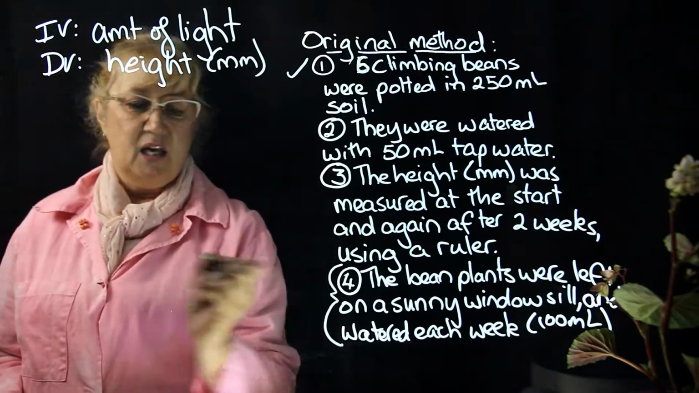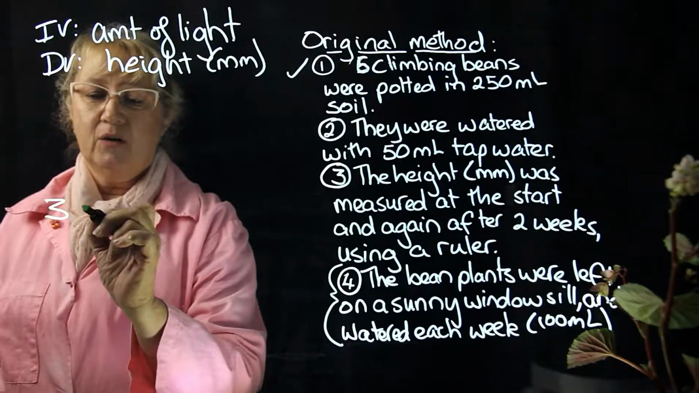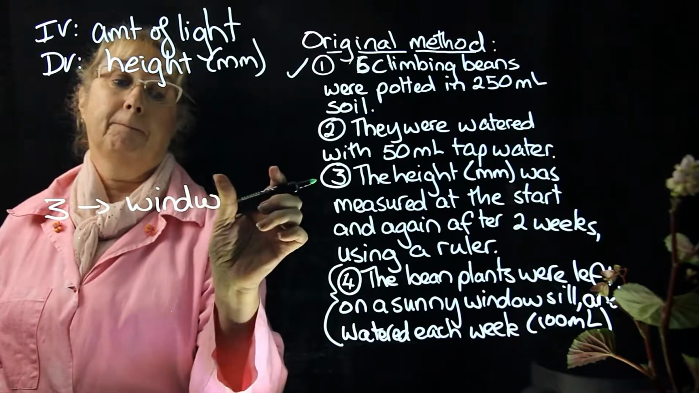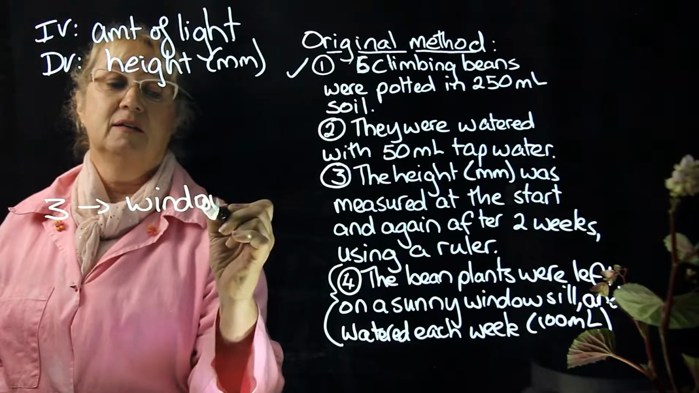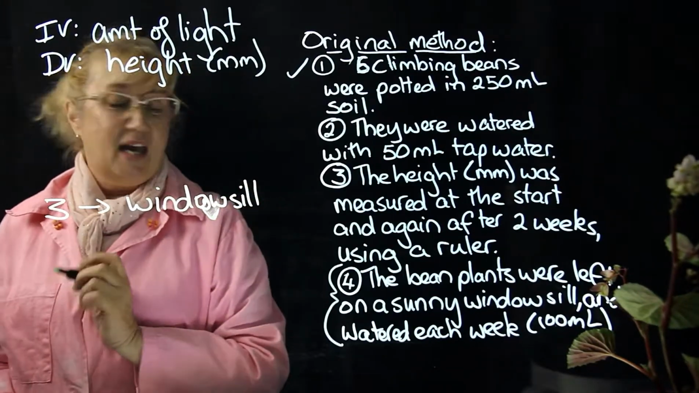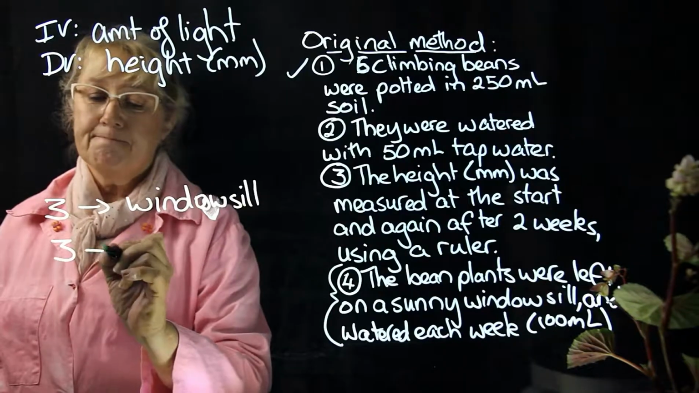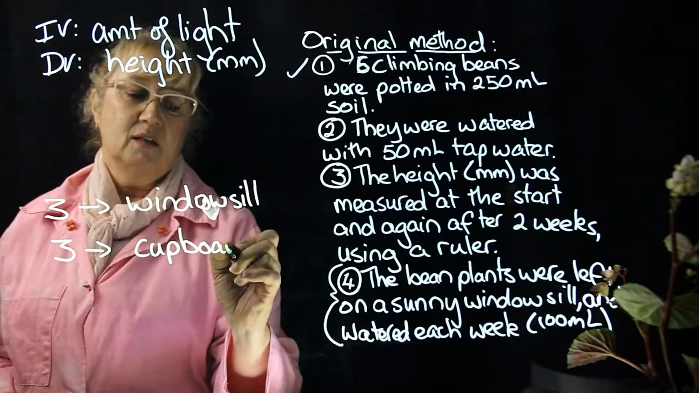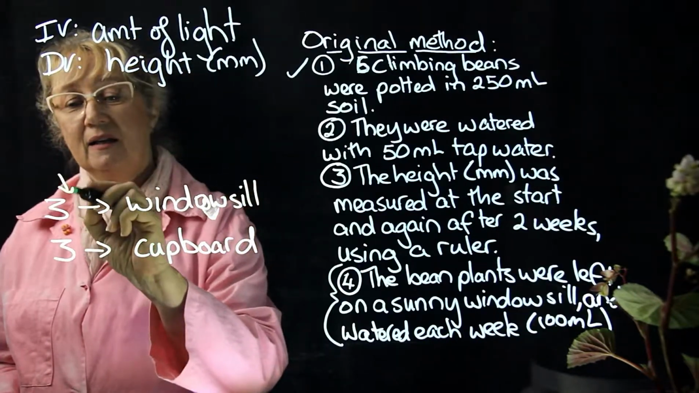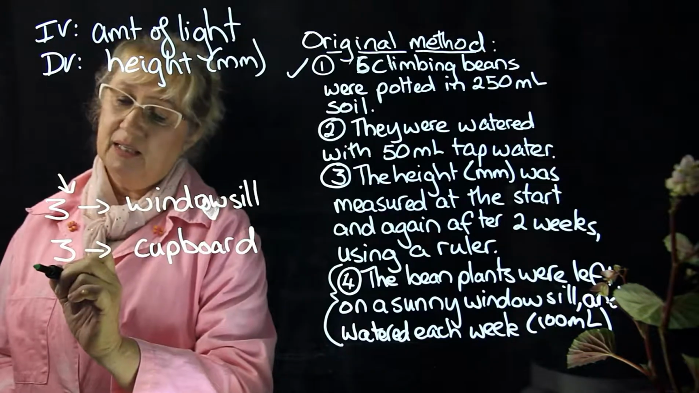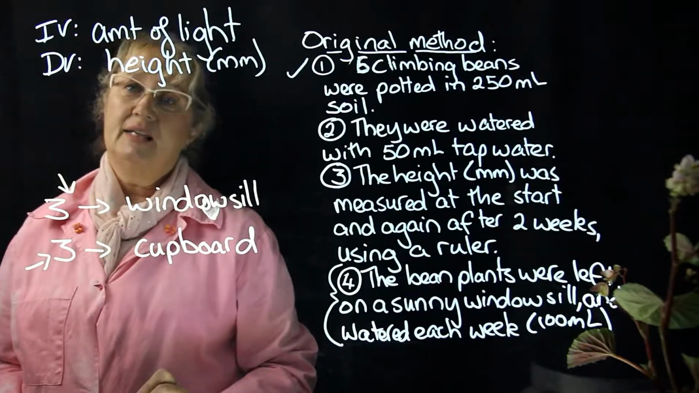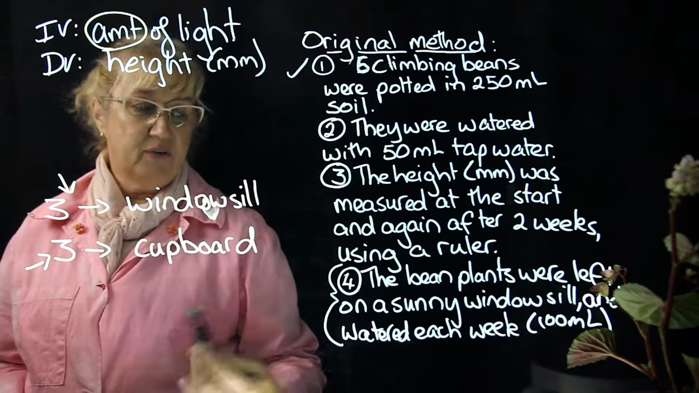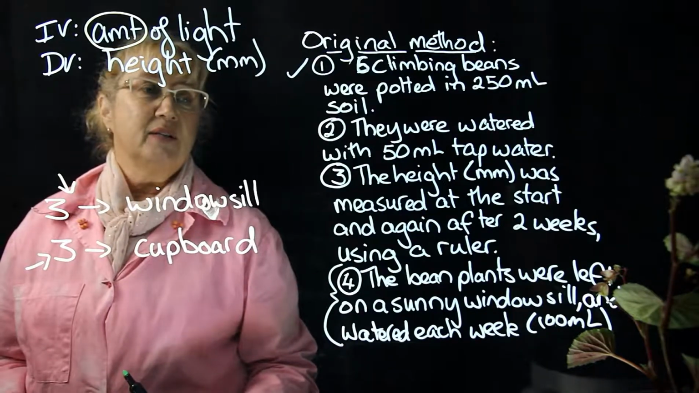I would put 3 on the windowsill, and I would put 3 in a cupboard. So these 3 are going to get lots of light, and these 3 are going to get hardly any light. And now I have changed the amount of light. I have modified my experiment.